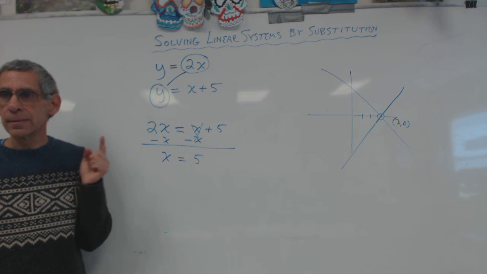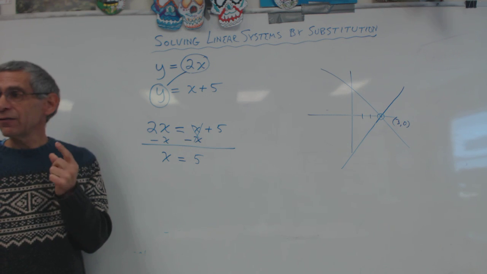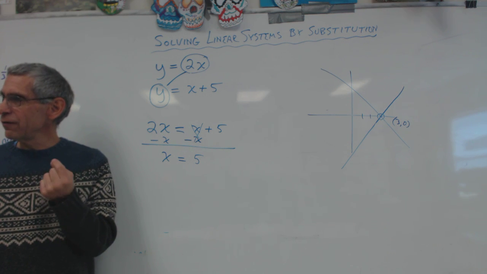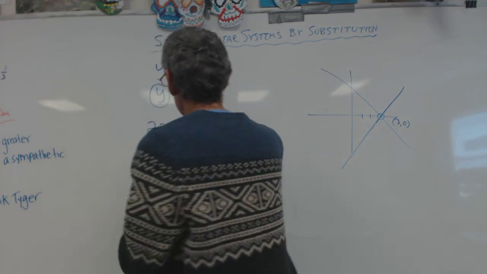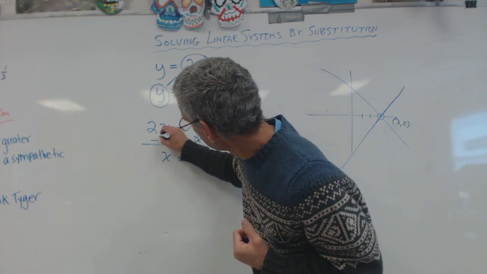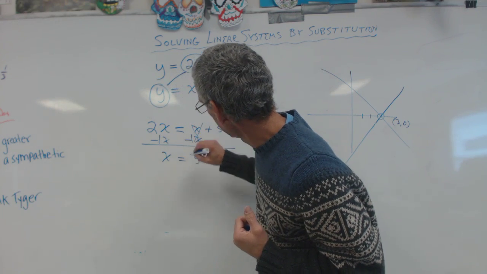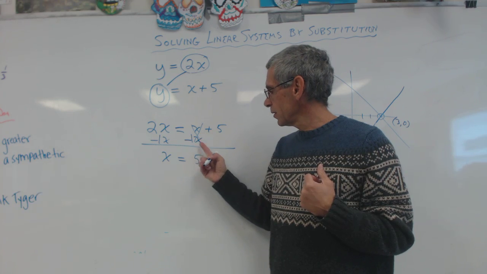Am I done? No. What do I also need? You figure out y. So I have to figure out my y. How would I figure out my y? What happened to the 2? I have 2 x's, I subtracted 1x. There's a hidden 1 right there. Oh, okay. Right? So I subtracted 1x. I got rid of this x from this side.